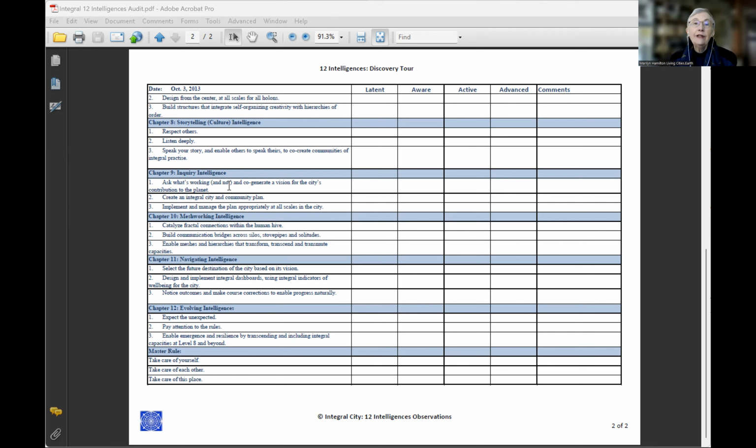So there you have the 12 intelligences in the Discovery Tour. And then I have the very last one, which I called here the Master Rule. I've also now called it the Gaia Code of Care. And I even talk about it as a Care Ma Yoga.